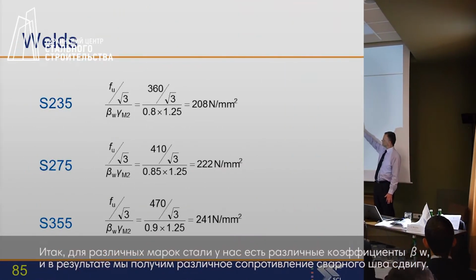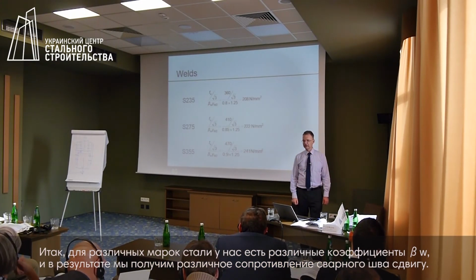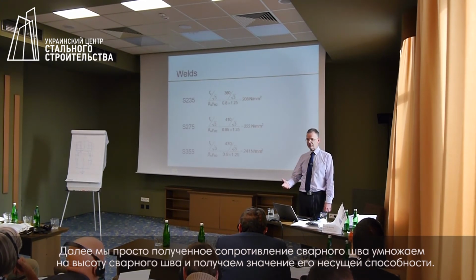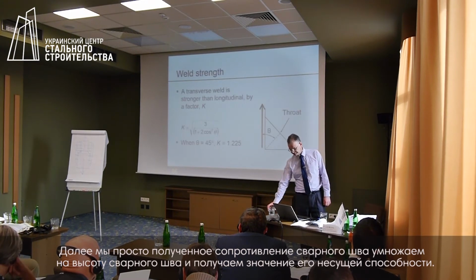So for different material strengths we have different values of beta, and therefore we have different weld strengths. And we would simply take that weld strength, multiply it by the throat thickness, and that would tell us the resistance of the weld.